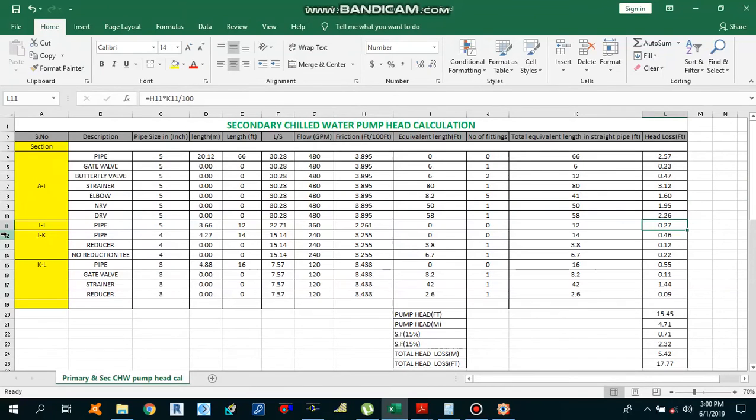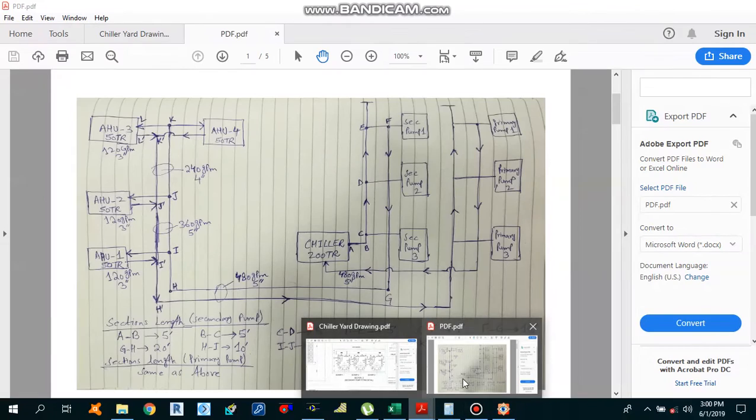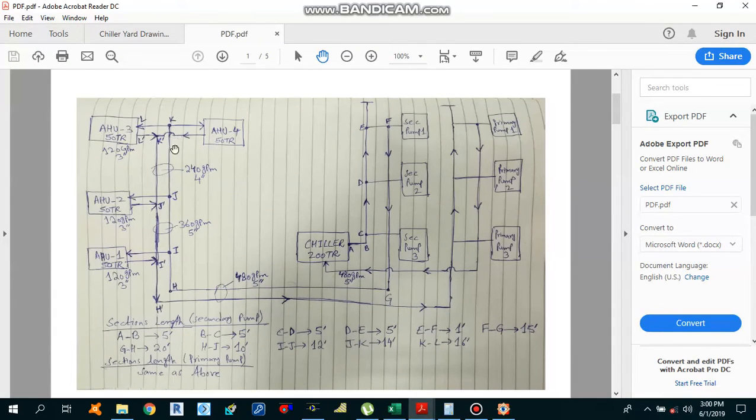Now if we move to the next section, that is J to K. From J to K, you see that we have a straight pipe. Also you notice that from 5 inches to 4 inches, the pipe size is changed. So we will have a reducer over here, 5 by 4 reducer. And the GPM over here is also changed, that is 240 GPM. Also we have a no reducing T at the point K. So we have a 4-inch pipe size with the straight pipe, reducer, and the reducing T.